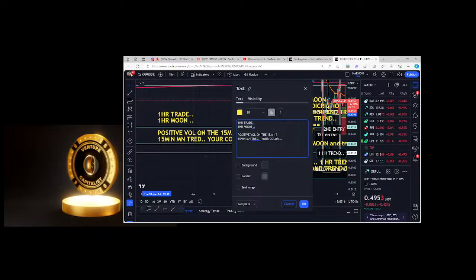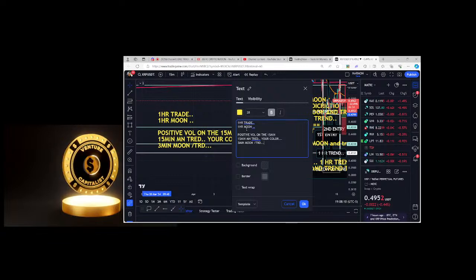And at that point, when you decide to enter, you just have to make sure the 3-minute moon and trend are your color as well. That's just a safety precaution so that you're not buying into a pullback when the 3-minute has a red trend. You want that to be going your color. Same thing with the 15-minute. You don't want to buy a trend that's not your color. You want to buy with the 15 and the 3-minute trend. And that's pretty much what you need to focus on.